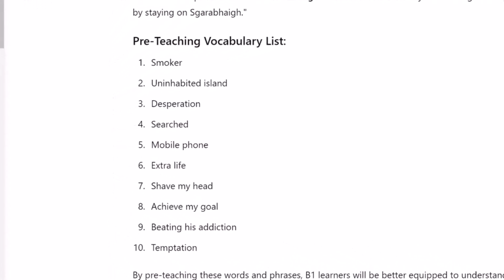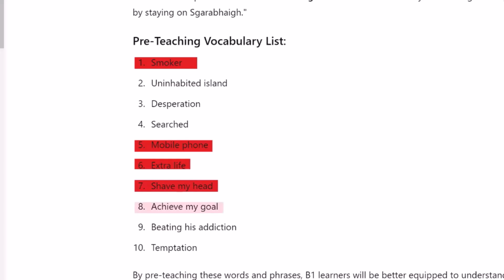So here's an example from ChatGPT. At B1 level, I would definitely expect that smoker, mobile phone, extra life, shave my head, achieve my goal would all be known. And the only word here that's really important to understand the text is uninhabited island. So you could ask for words to pre-teach, but treat the list it gives you critically. Let's look at reading skills next.